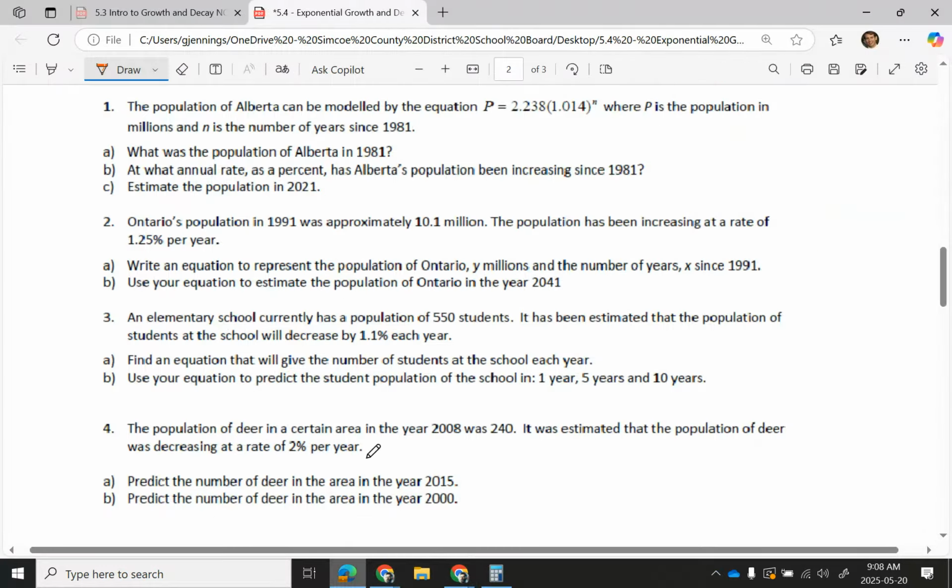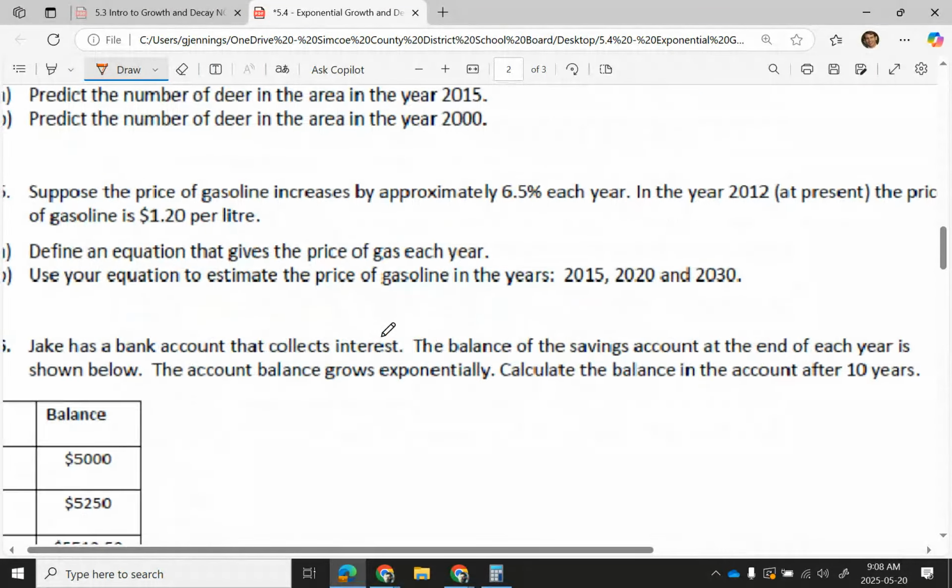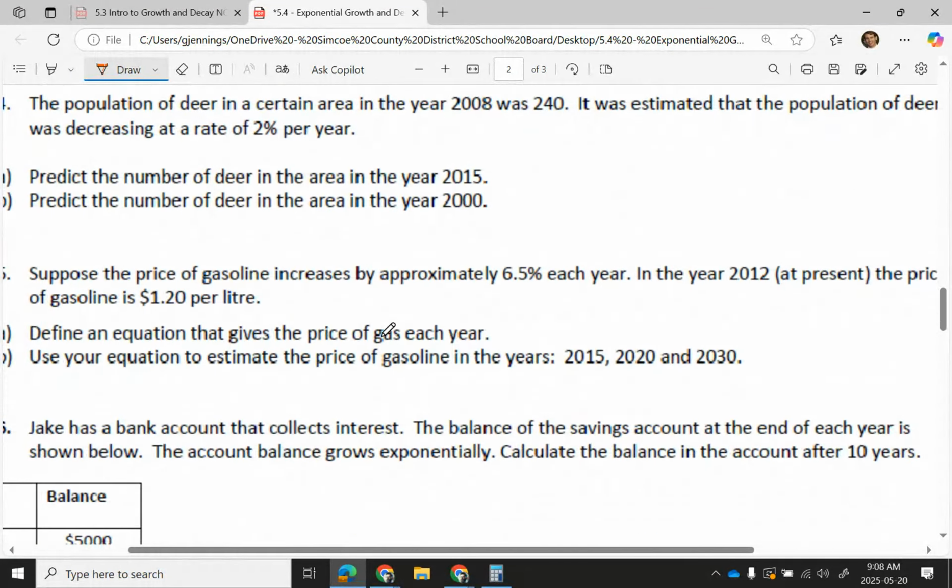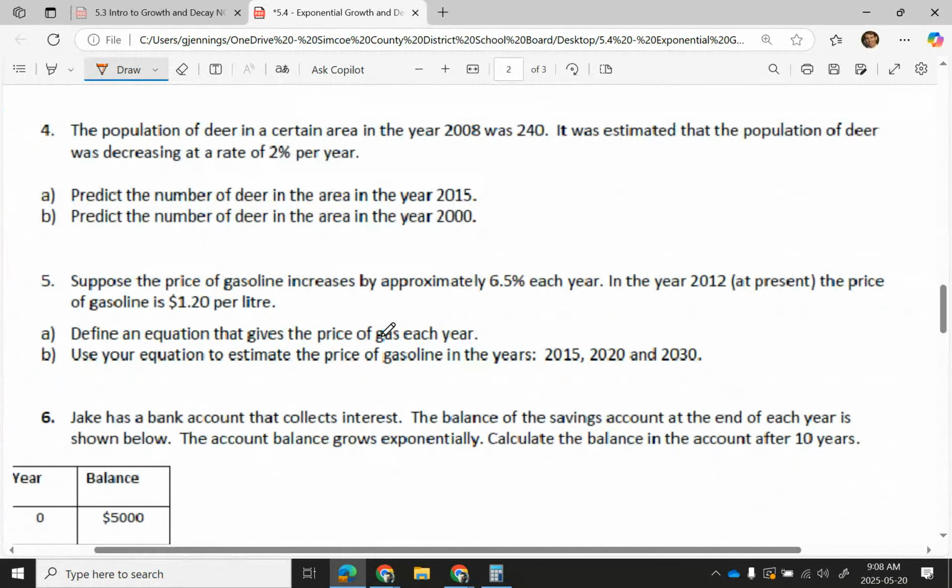Number 4. Let's talk about question number 4. The population of a deer. Oh, that reminds me a little bit about my population of bunnies. Okay? Except, unfortunately, unlike my bunnies, this one is decreasing at a rate of 2% per year.